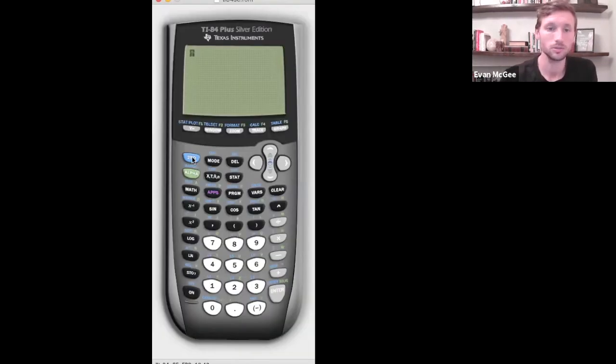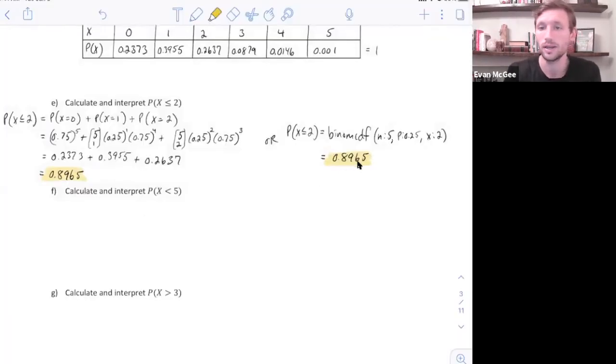So in my calculator, I'm going to press second vars to get to distributions. Now I'll find binomial CDF. Number of trials was 5. Success is 0.25. And then the value I want to find is less than or equal to 2, so I put in 2 here. It will paste this. You can see CDF instead of PDF. So I get the probability of 0.8965, which should sound familiar. So you can see 0.8965 gave me the same probability as before.